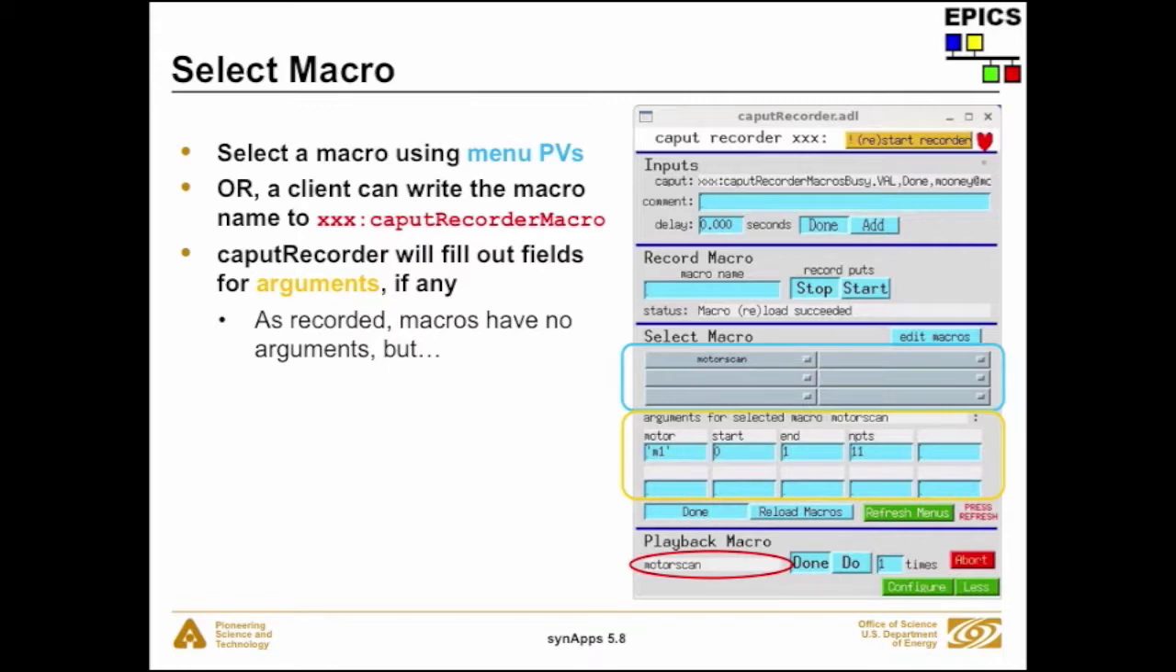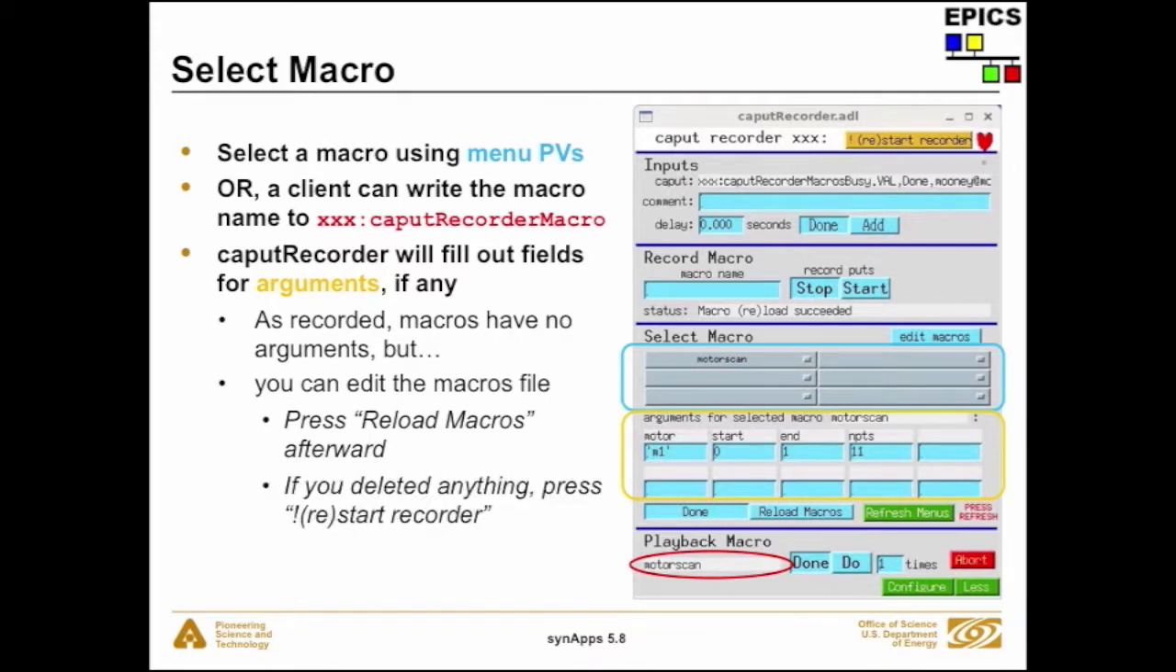But the very first thing that I wanted to do was to actually parameterize a recorded macro so that it could apply to any motor, say, or to have different values. I would have a macro to start a scan, but I wouldn't always want to start from 0 and go to 1, right? So caputRecorder will show you the values, and then you can change those values. And you can edit the macro file to add arguments and stuff. I'll show you how to do that. And then you have to press reload macros afterwards.